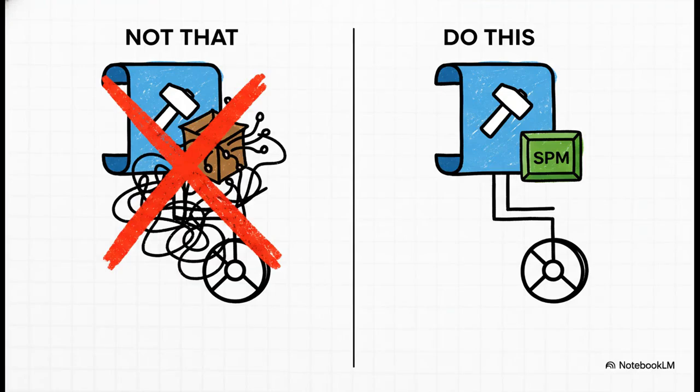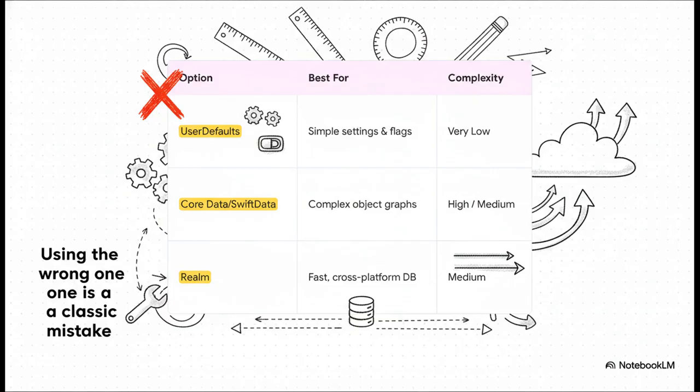And look, the source material could not be more clear about this. Forget the old tools, just forget them. The rule is simple. Use Swift Package Manager, or SPM. It's built right into Xcode, it's clean, and it's the undisputed modern standard. Period. End of story.